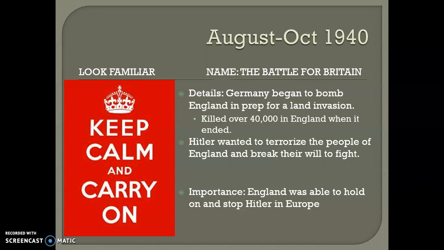Now, the problem is England is an island, so they can't just roll their tanks and airplanes over there. They have to weaken England first. What he really wanted was this. He really wanted England to quit. He was hoping if we bomb you enough, you don't want to fight and you'll surrender. That's not how the English work.